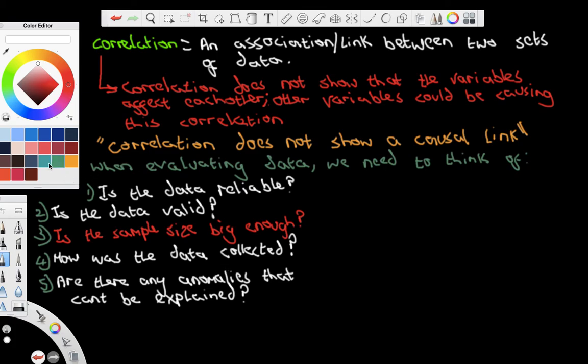The final one, and we have alluded to this earlier, number 6, are the researchers biased? So, the people carrying out the study, have they got anything to gain from having a particular outcome? If they have got something to gain, then they could be biased. They could sort of angle the study in a way so that they gain from it.